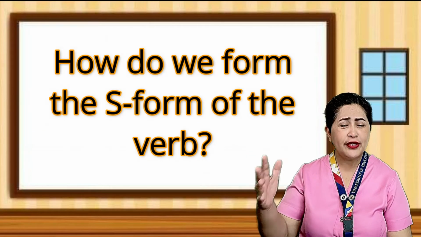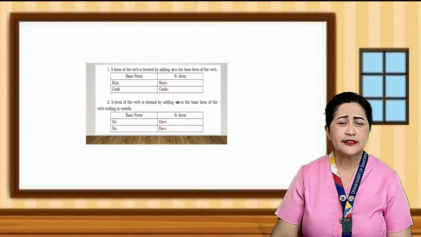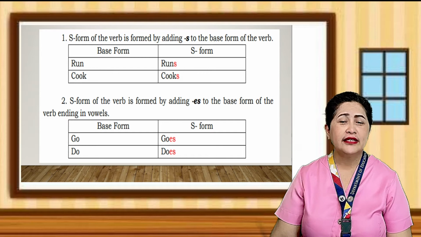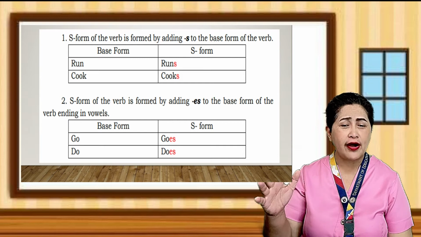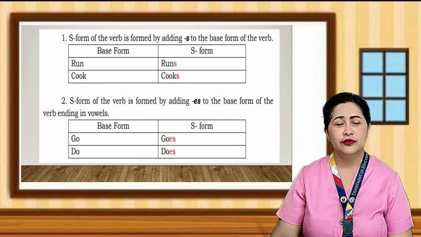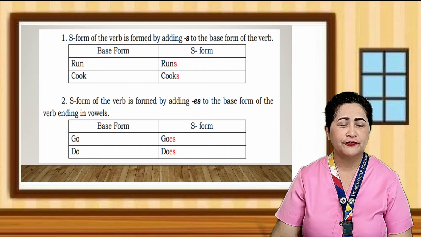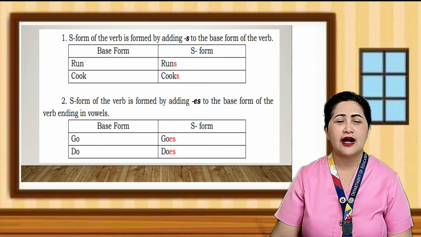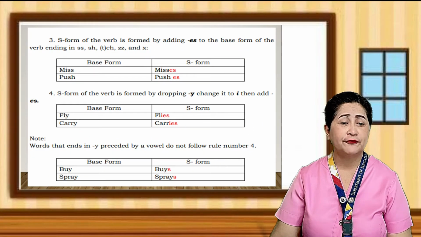Now, how do we form S form of the verb? The S form of the verb is formed by adding S to the base form of the verb. If the base form is run, the S form is runs. If it's cook, we have cooks. S form of the verb is formed by adding ES to the base form of the verb ending in vowels. Like the base form is go, so you have to add ES, it becomes goes. Do, we have does.